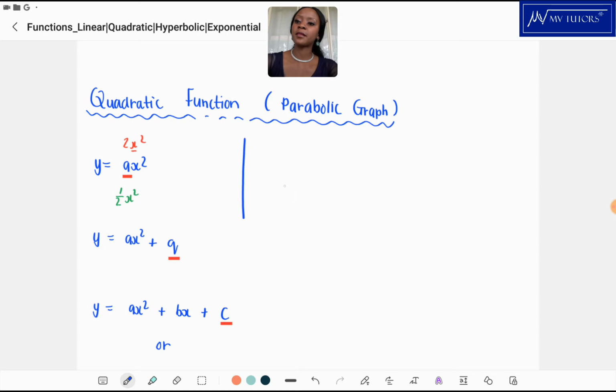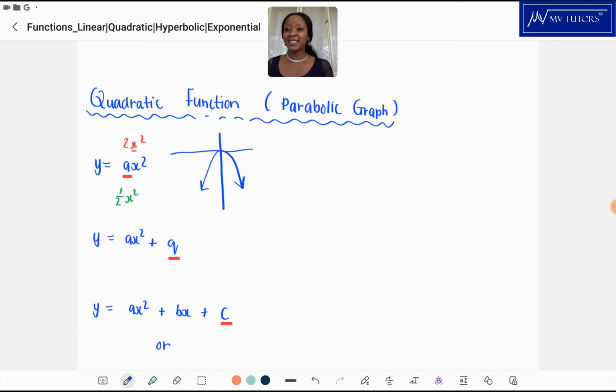So it would be something like this. Let me just do it like that. And the same would apply if you have a value bigger than 1, it'll be very narrow, and if you have a value smaller than 1, it'll be quite wide. So that's basically that.